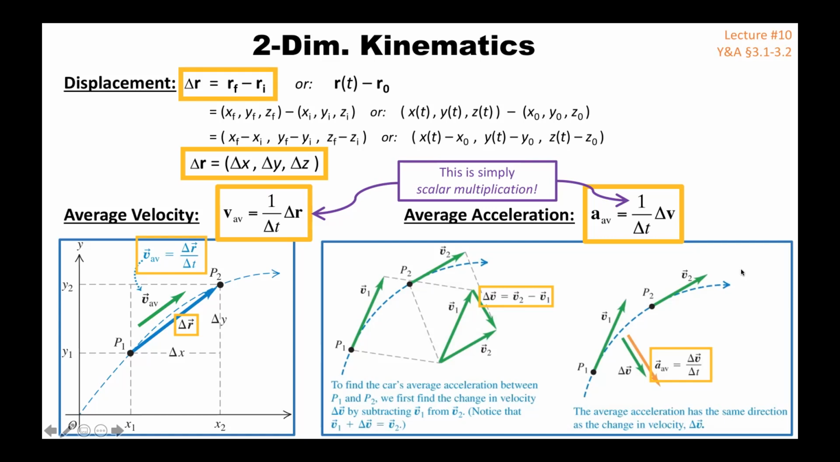Now, quick little quiz. Do you remember what the formula was for average speed? What was the definition of average speed? It was what quantity over what quantity? I hope that you remember that it was equal to total distance traveled divided by time. Total distance traveled, remember, is the length along the path that the object takes.